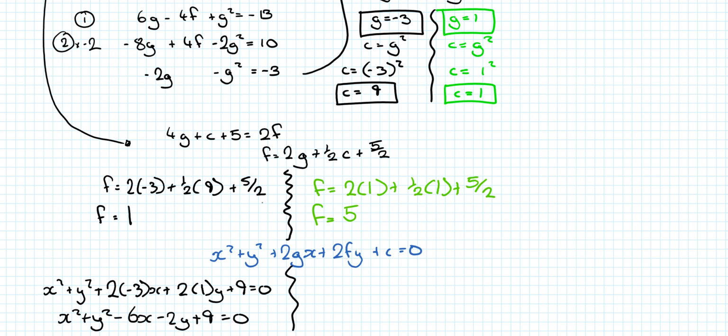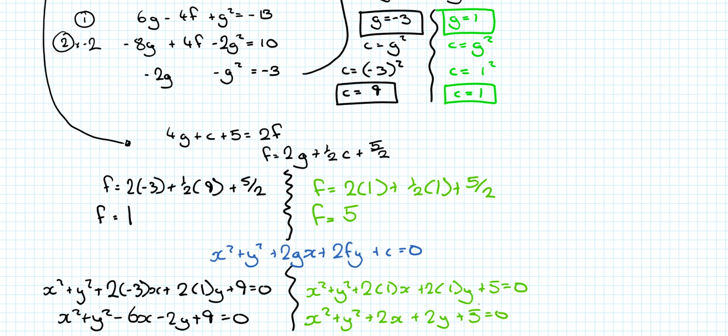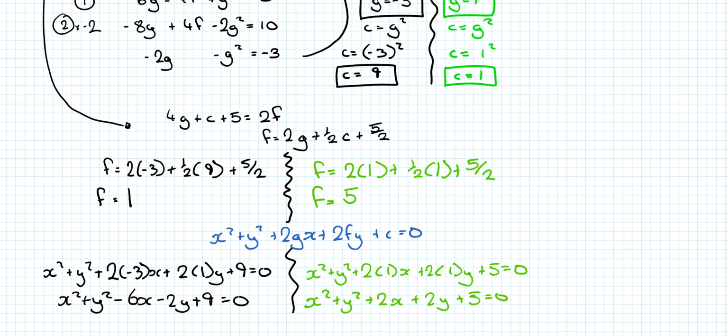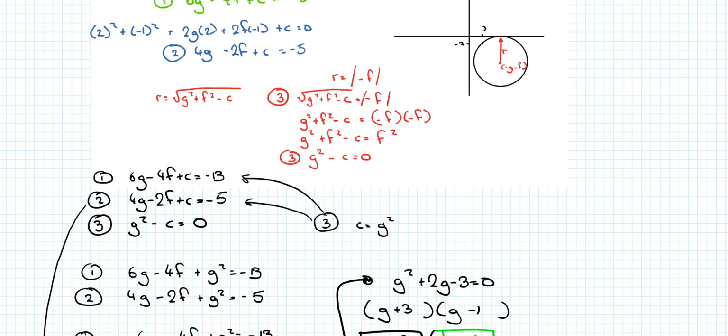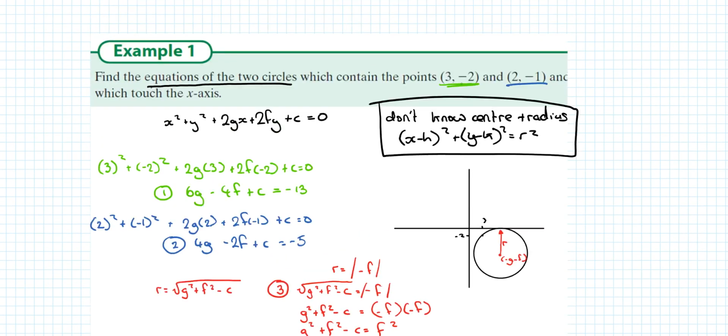9 equals 0. And we are getting x squared plus y squared plus 2 by 1x plus 2 by 1y plus 5 is equal to 0. X squared plus y squared plus 2x plus 2y plus 5 is equal to 0. We've gotten two equations. Both contain the points 3, minus 2 and 2, 1. And both touch the x-axis.